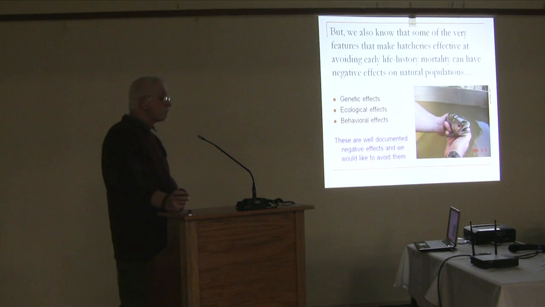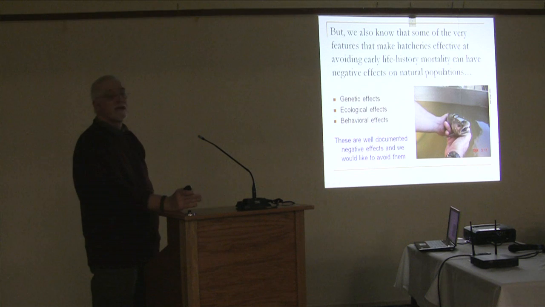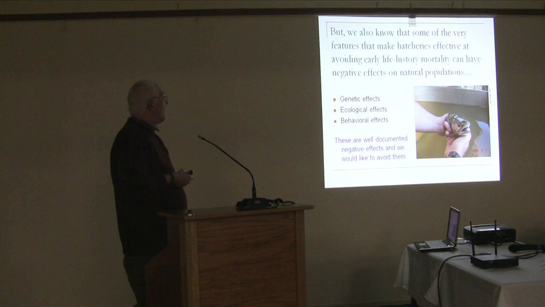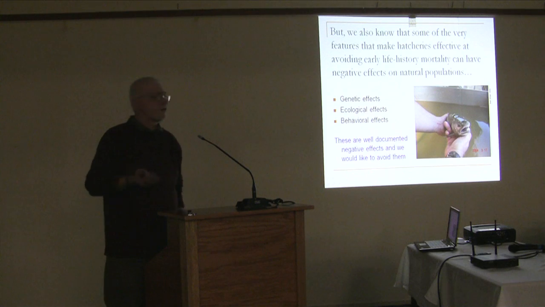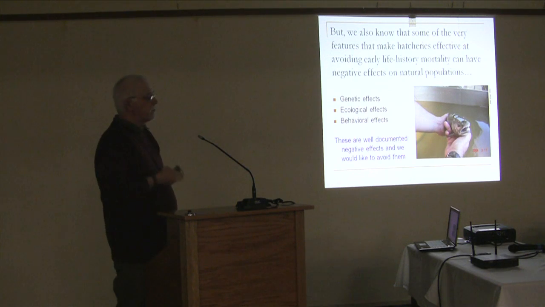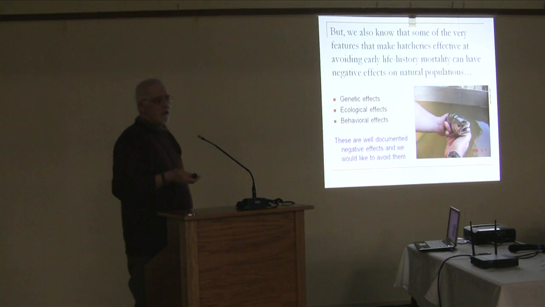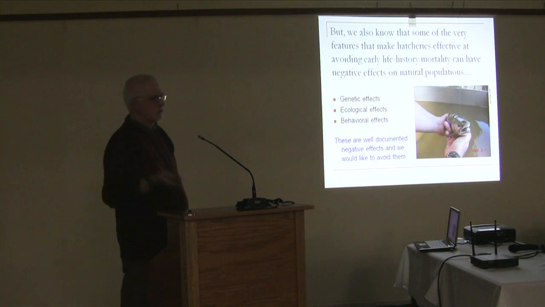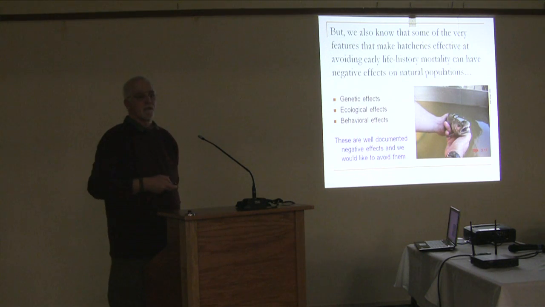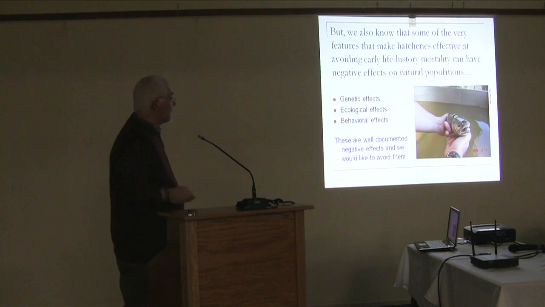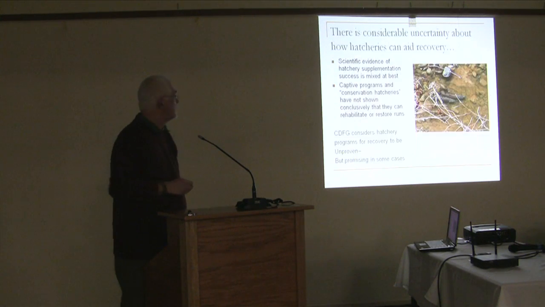But we also know that some of the features that make hatcheries effective at avoiding this early life history mortality can have negative effects. These include genetic effects, which we talked a lot about yesterday, and other effects that we didn't talk about so much, but are still important, genetic and behavioral effects. These are well documented, and you find them in many places in the literature, including the status reviews and recovery plans that the state and federal agencies have produced, and we'd like to avoid them if possible.